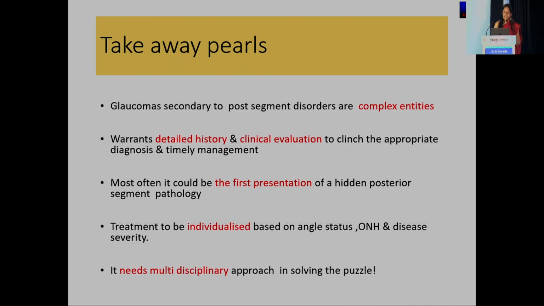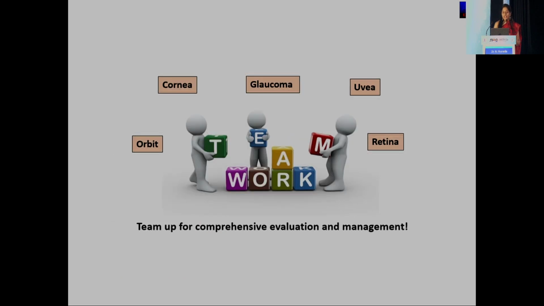So I would like to conclude by saying that glaucomas secondary to posterior segment disorders are complex entities. They warrant a detailed history and clinical evaluation to clinch the appropriate diagnosis and timely management. Most often, it could be the first presentation of a hidden posterior segment pathology. Treatment should be individualized based on the angle status, optic nerve head, and disease severity. It needs a multidisciplinary approach in solving this puzzle. So it is a team effort involving multiple departments.